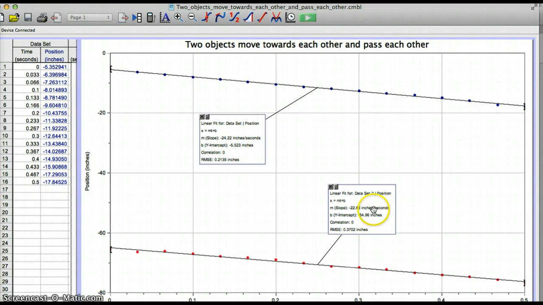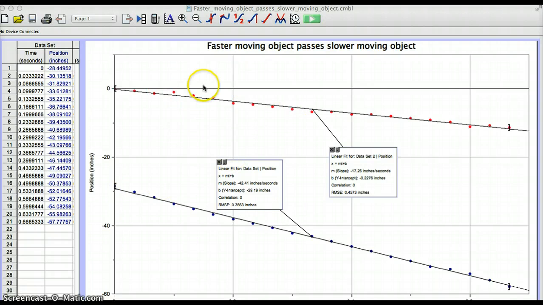And then for the other one that is passing it, its slope is negative 22.65 inches per second, relatively similar to that, which means that for every second that passes, the object moves 22.65 inches in the negative direction. And the intercept is a little different because it started at a different point. It's at negative 64.96 inches when time is 0. So that's this graph.